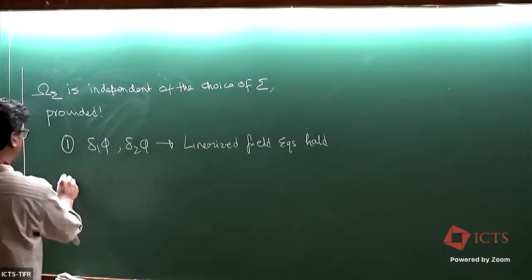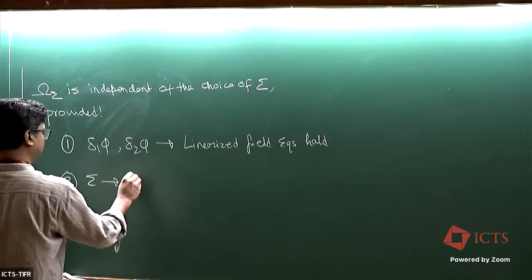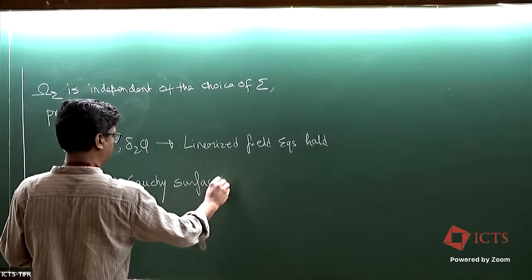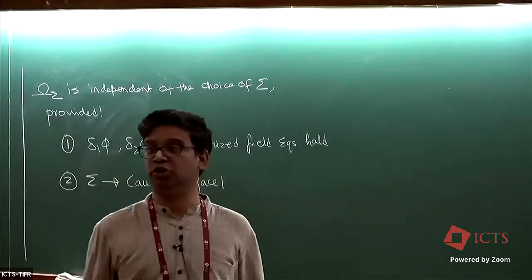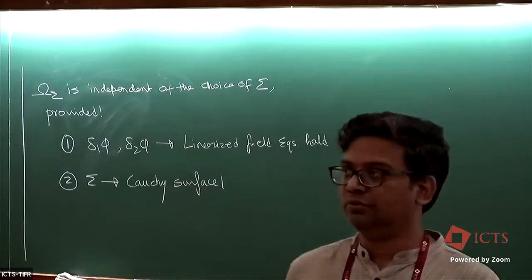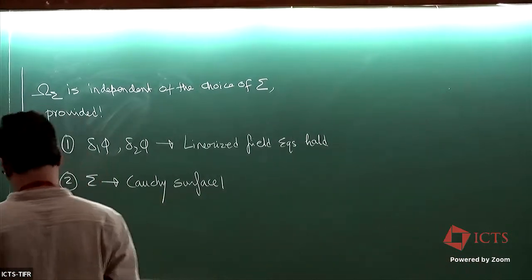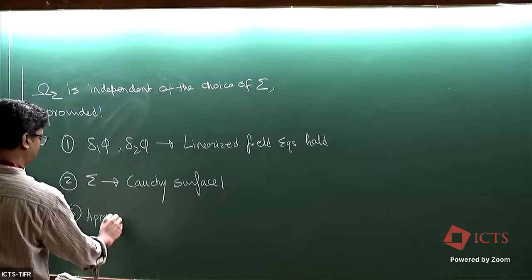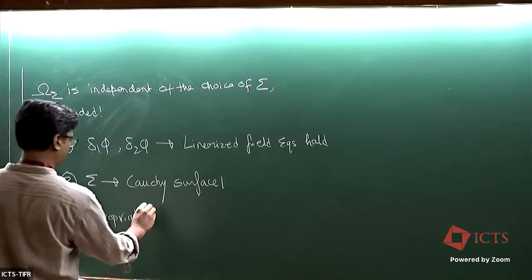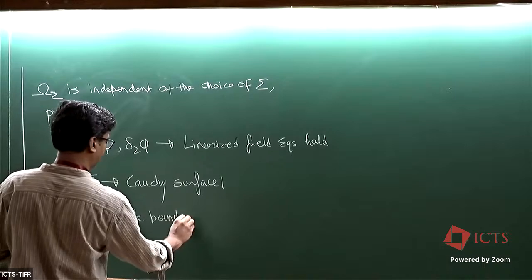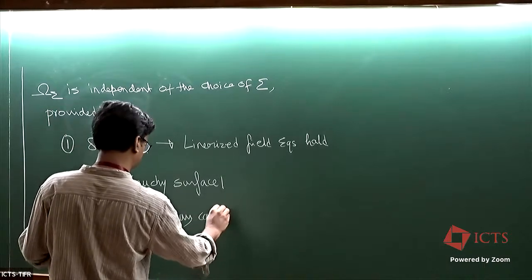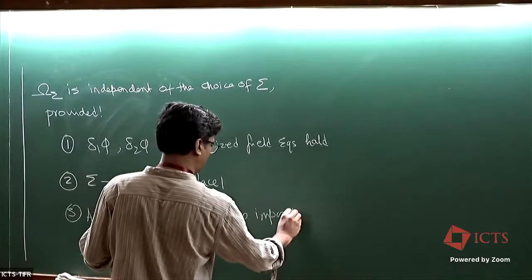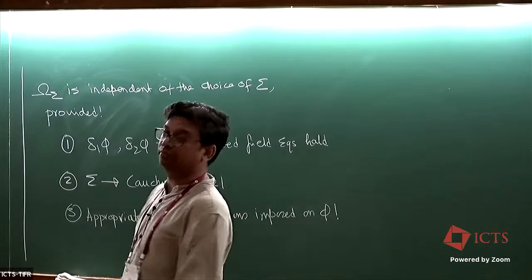Second, very important, this surface is a Cauchy surface. We are working with a globally hyperbolic spacetime, so Cauchy surfaces exist. And third, we will also require appropriate boundary conditions imposed on phi. These are also important, okay?